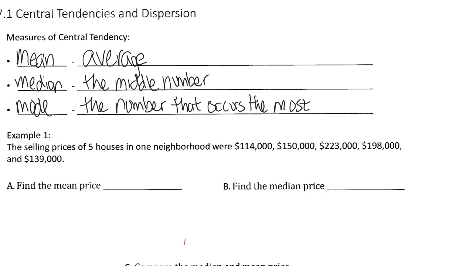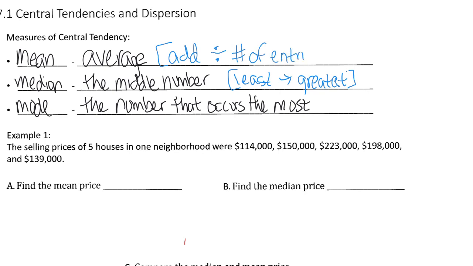So what's important to remember about the median is that you have to order the numbers from least to greatest. If you don't remember how to find the average, you add everything up and then divide it by the number of entries. Okay, so hopefully that helps. So let's look at example 1 then.